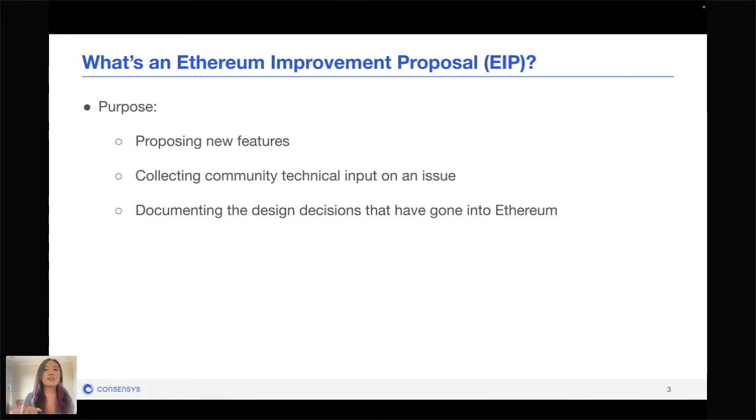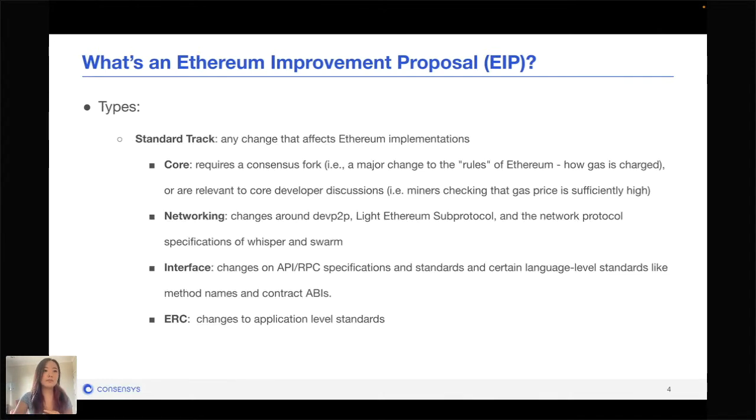First off, let's talk about EIPs. EIP stands for Ethereum Improvement Proposal. This is a technical design document focused on one, proposing new features, two, collecting community technical input on an issue, and three, documenting the design decisions that have gone into Ethereum. This comes in a variety of flavors. The most common type of EIP is the standards track. That's basically anything that will affect the implementation of Ethereum.